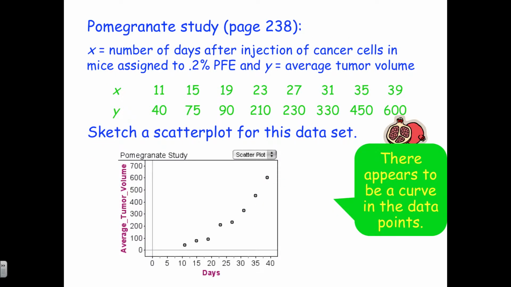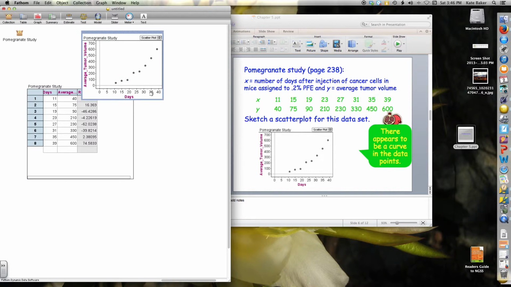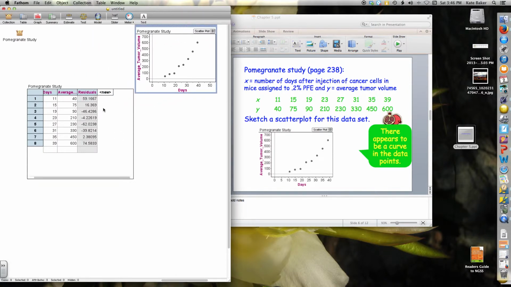And what I have here is a pomegranate study. They were injecting cancer cells in mice and finding the average tumor volume. And I'm going to show you using Fathom what the data looks like and how to transform it. Here's that data. Here's the graph of that data.